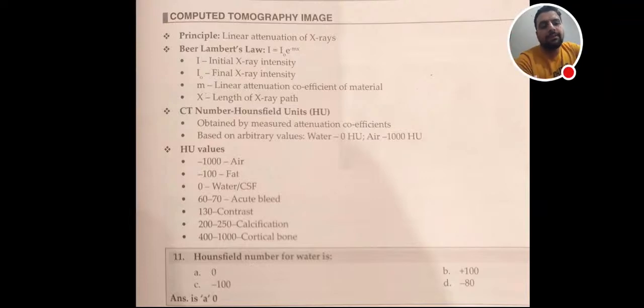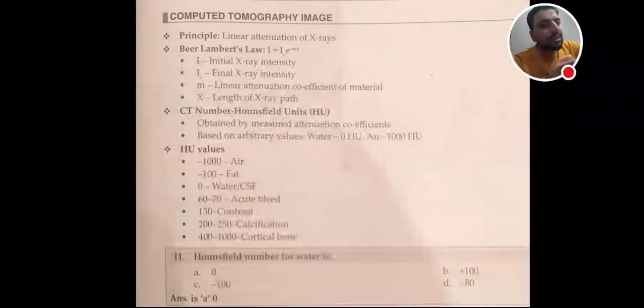Water and CSF is 0, air is 1,000, fat is 100, and acute bleed is 60 to 70. Acute bleeding mainly occurs at the age of 60 to 70. This is a mnemonic to remember. Contrast is 130, calcification is 200 to 250, and cortical bone is 400 to 1000.